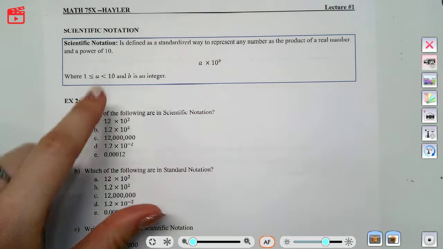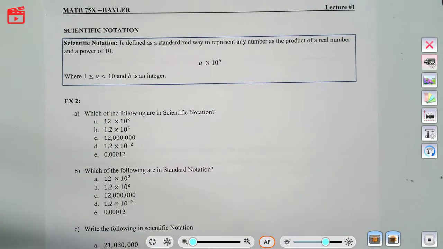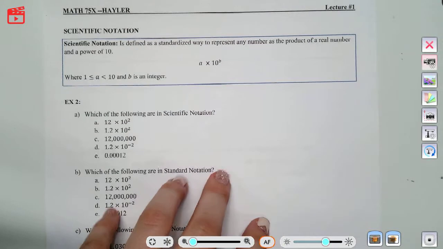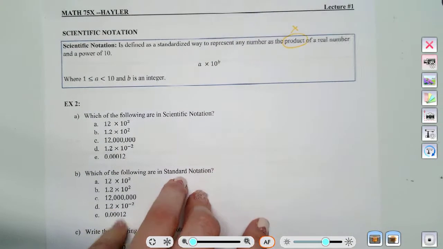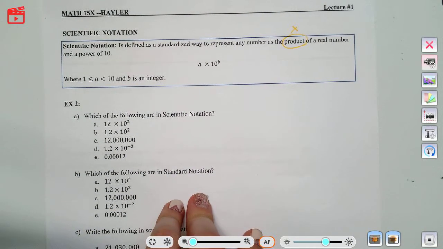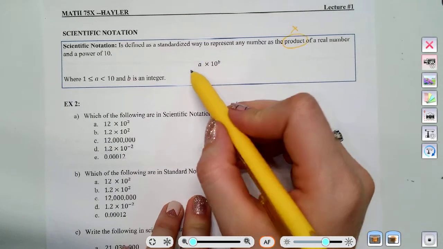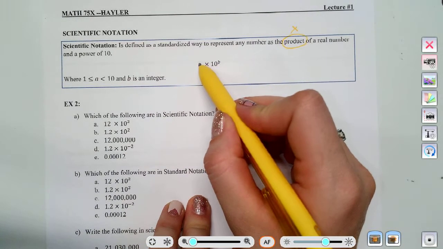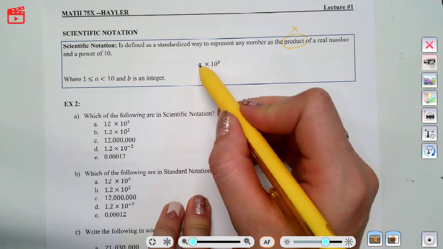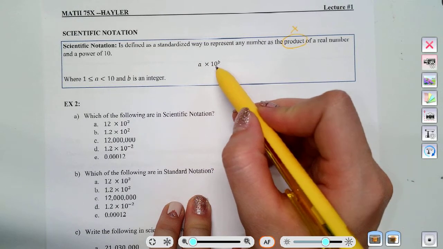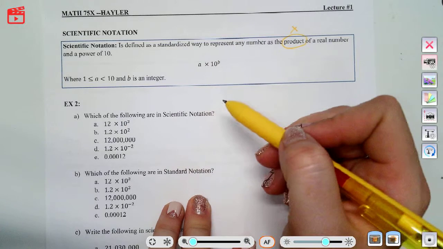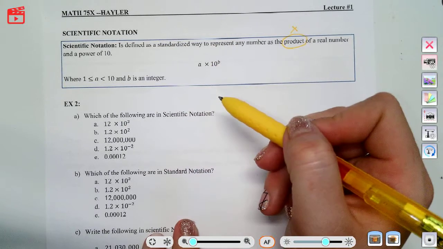Alright, so let's read this. Scientific notation is defined as a standardized way to represent any number as the product. What does product mean? Product is multiplication. So the product of a real number and a power of 10. Basically, some real number like 1.2 or 1.5, something like that, times 10 to some power, an exponent. So that's what scientific notation looks like.